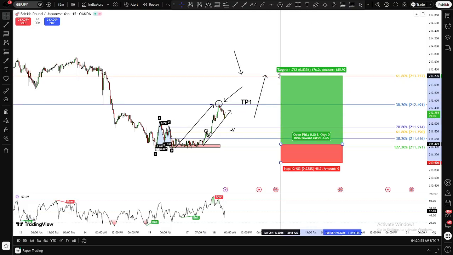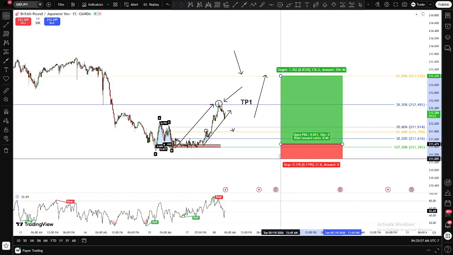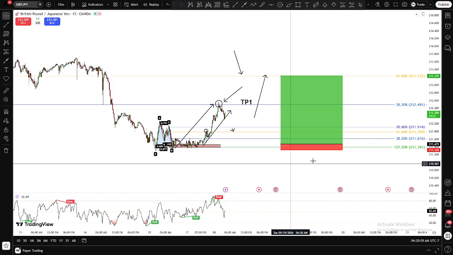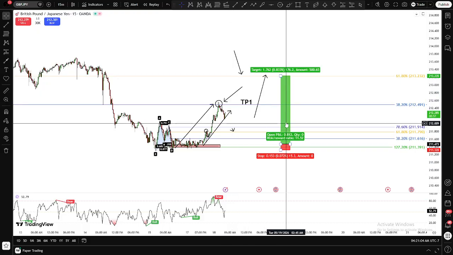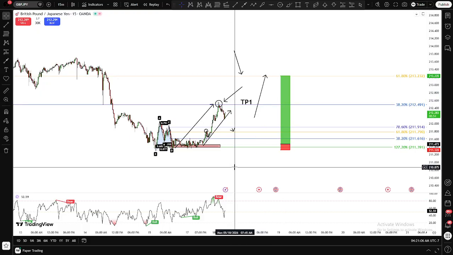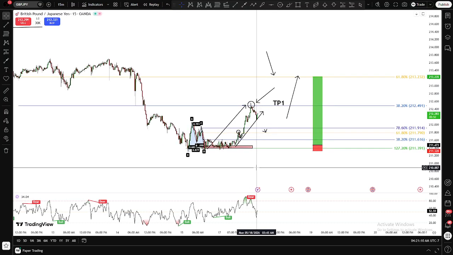A lot of people won't have the guts to hang in there, but I'm just trying to show you why you should. And that's because you can get opportunities like this that's 11.5 to 1, almost 12 to 1 risk versus reward.